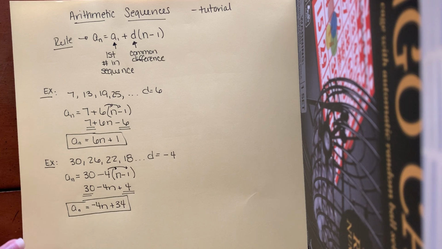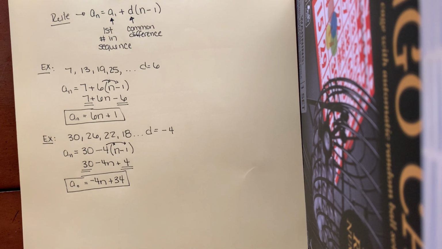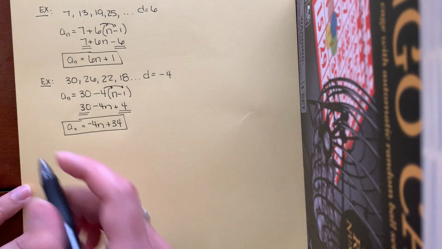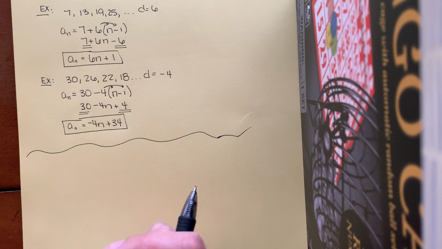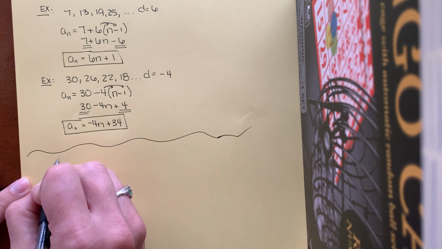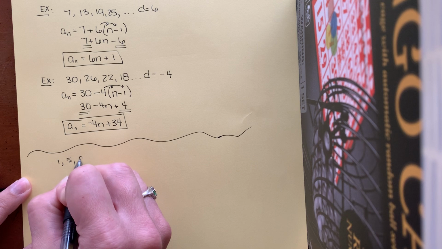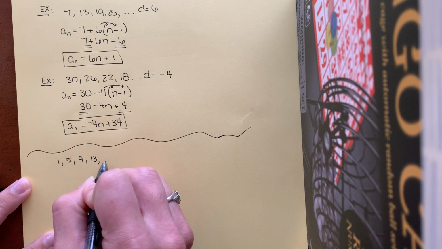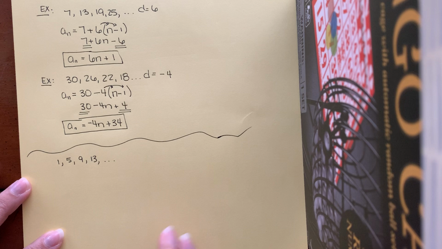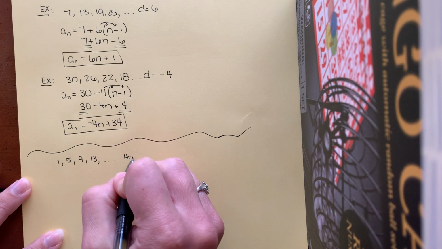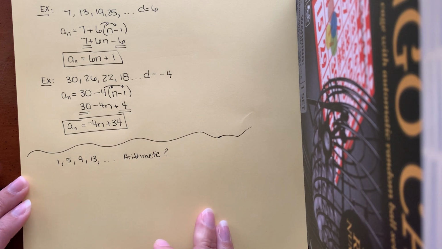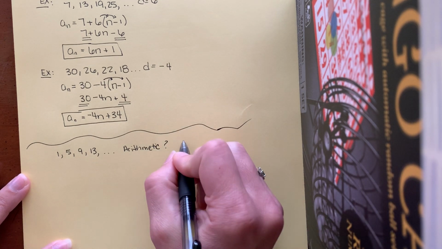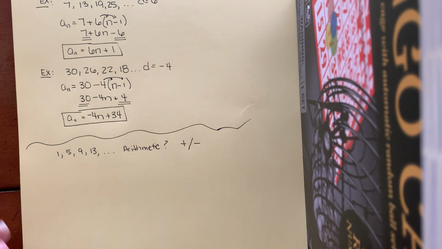So the next thing I want to show you is, what if I give you a sequence? Is it arithmetic? So determining if a sequence is arithmetic, because you can't write an arithmetic sequence equation if it's not an arithmetic sequence. So if I give you a sequence 1, 5, 9, 13, ... is this arithmetic? That is the question. Well, let's see if there is a pattern of adding or subtracting. That would be a common difference.